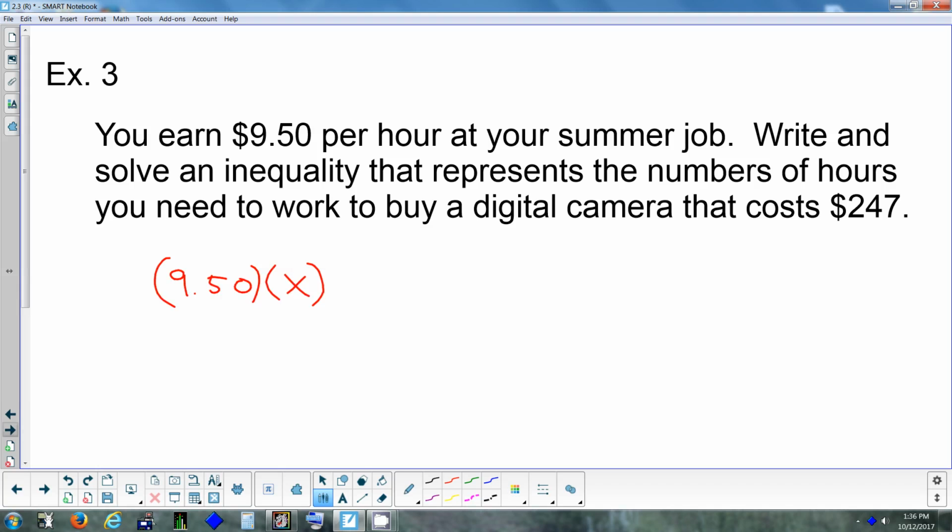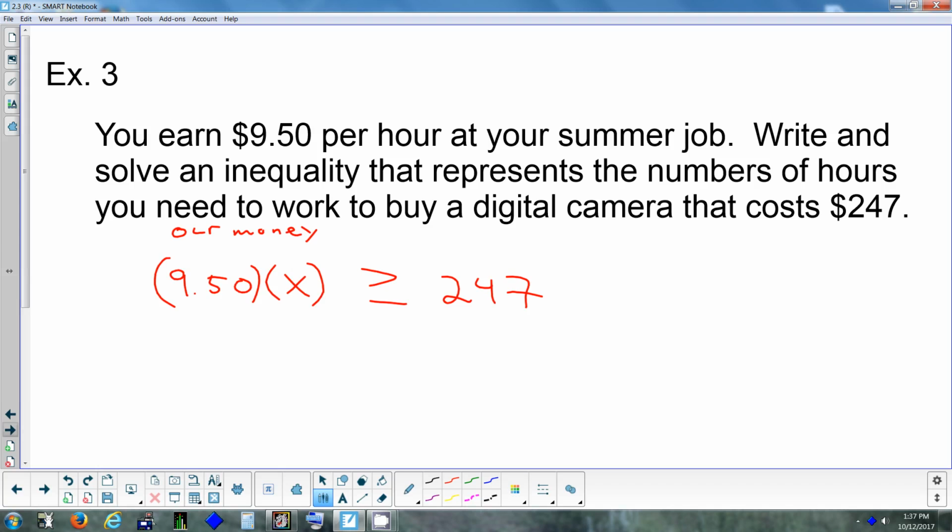X represents the number of hours. We don't know how many hours. But the amount of money that we need for the camera is how much? $247. So we could have $247 or more and be able to afford the camera. So this is our money, and we need our money to be greater than or equal to how much? $247. There you go.